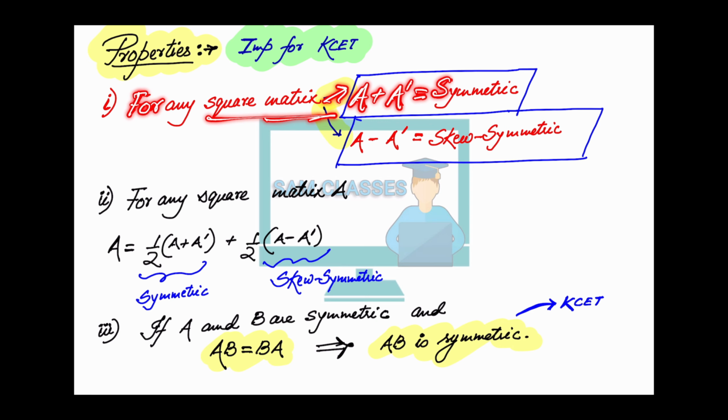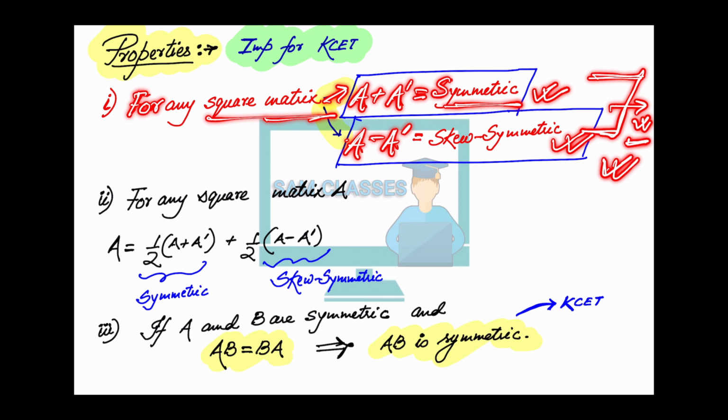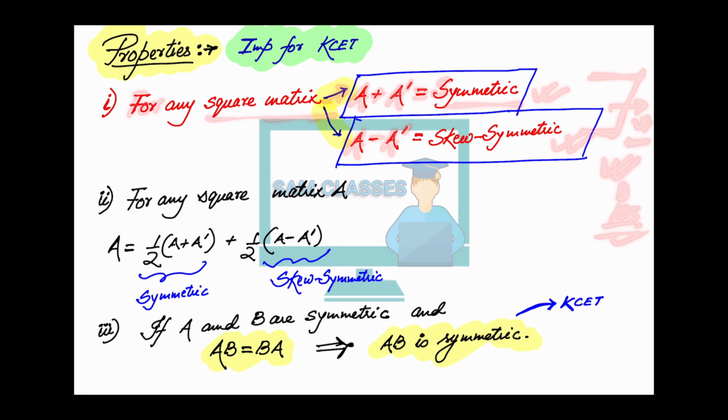A plus A transpose, always keep in mind, will be symmetric. A plus A transpose will always be symmetric. And if you do A minus A transpose, it will always be skew symmetric. So these formulas should be on your fingertips because a lot of questions will be asked directly and you can use them directly and solve and save your time. Okay, it will just take like 10 seconds and you will be done with the question.